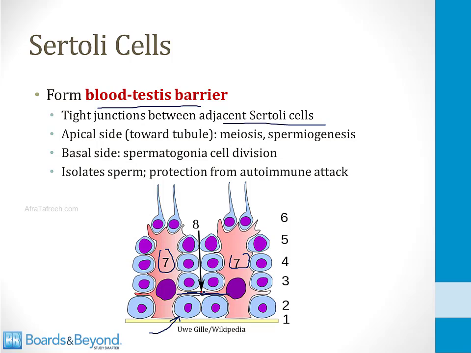On the other side of those tight junctions, you can find developing sperm. You can find secondary and primary spermatocytes and spermatids and spermatozoa. So the apical side, which is the side towards the tubule, is where meiosis and spermiogenesis are occurring. That's on this side of the tight junction. The basal side is where you find the spermatogonia undergoing cell division. So these tight junctions and the blood-testis barrier formed by the Sertoli cells isolate sperm, they protect them from autoimmune attack, and they also allow the Sertoli cells to control the environment and drive spermatogenesis.